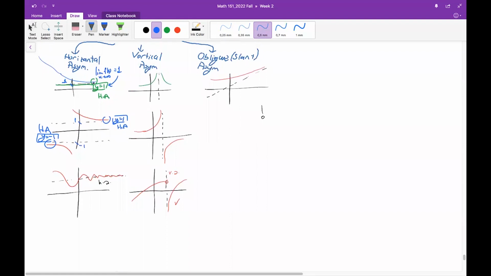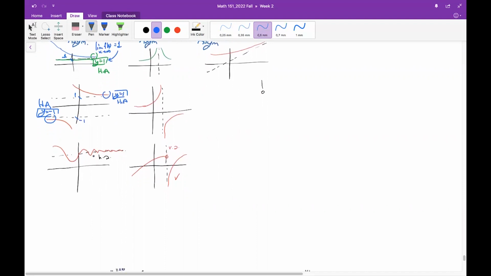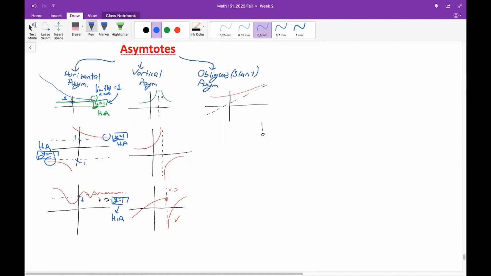So a function may have only one horizontal asymptote or two different horizontal asymptotes. Let's say this is the point 1, y equals 1. It still is a horizontal asymptote here, even if your graph intersects it infinitely many times. Okay, what's a vertical asymptote?